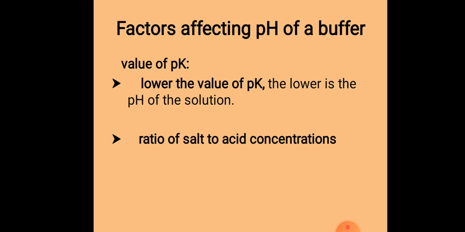Factors affecting pH of a buffer. There are different factors which can affect the pH of a buffer system. First of all, the value of pKa. When the value of pKa is less, the pH of the solution will be low, and it is also dependent on the ratio of salt to acid concentration. If the salt concentration is high, then the pH of the solution would tend towards the alkaline side, and if the concentration of acid is high, the pH of the solution would be towards the acidic range.